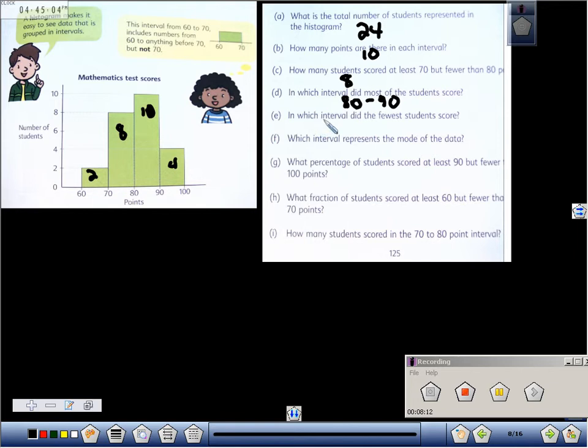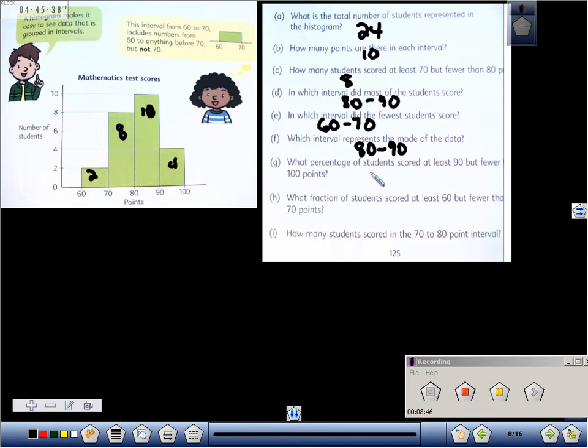So you're going to put 60 to 70. Okay? Which interval represents the mode? The number that occurs the most is the mode. Well, because most of the numbers occurred in this section, which was 10, that answer is also going to be 80 to 90, because most of the scores were in there. That's the largest amount. Remember, mode means most.